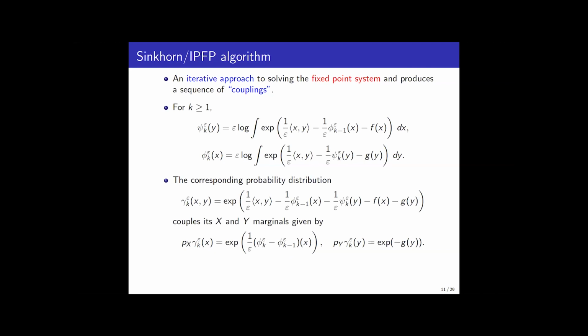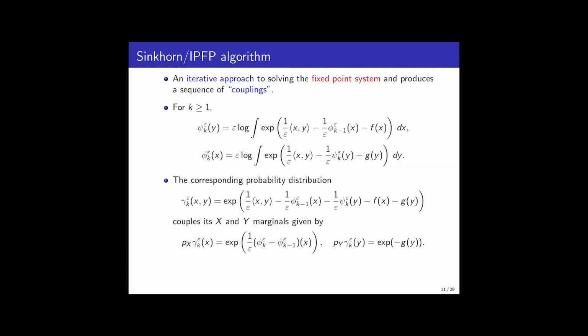If you compute the x and y marginals arising out of this coupling, you can always see that the y marginal is fixed at e power minus g. You can just integrate things out and you will see that, but the x marginal will change. So the idea here is that as k goes to infinity, the x marginal will converge to e power minus f, while the y marginal always stays fixed at e power minus g.